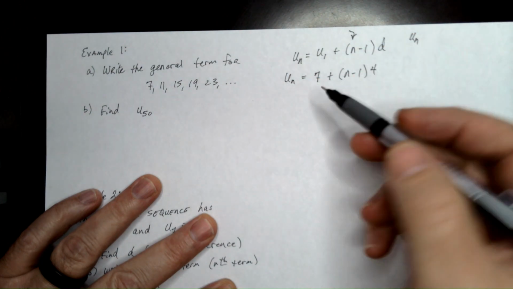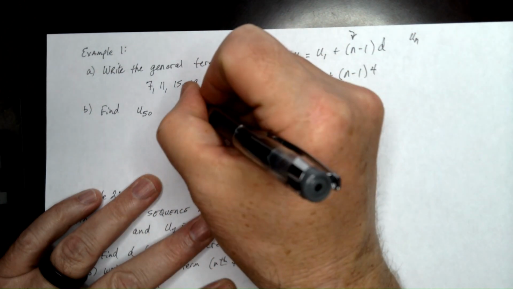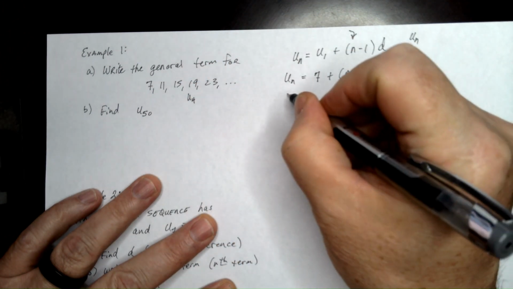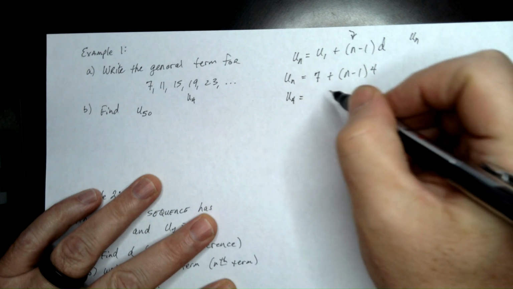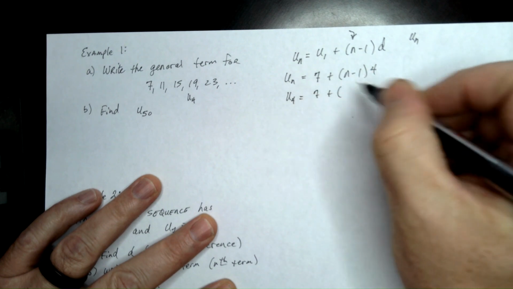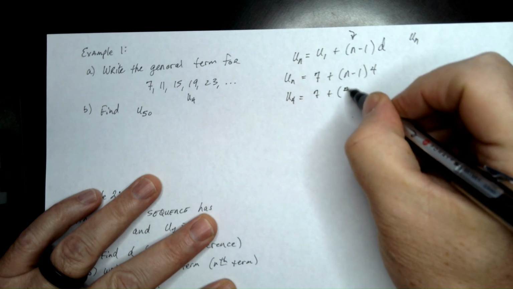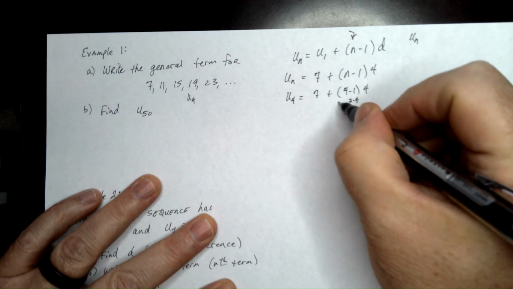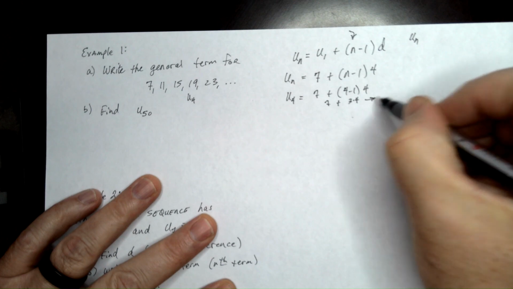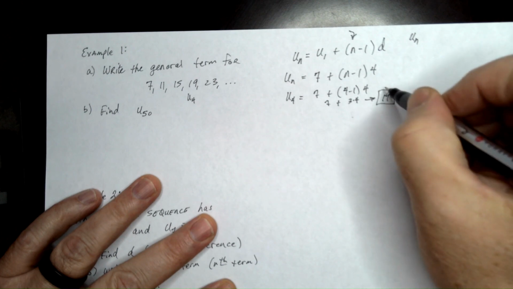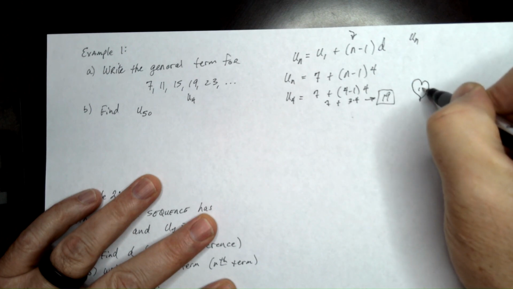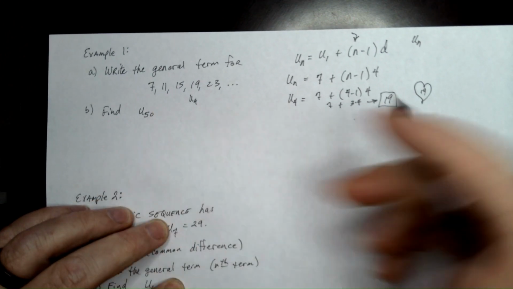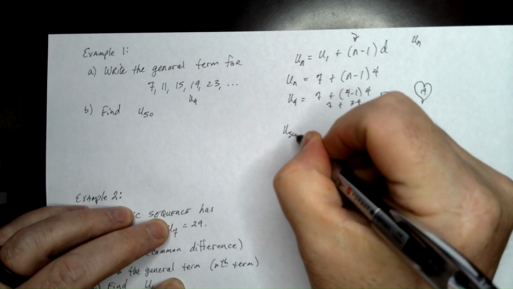So we could check this, see if it works. We know, for example, that U sub 4, the fourth term, is 19. So we could plug in and see if this is actually equal to 19. 7, right? So 4 minus 1, that's 3, times 4, which is 12, right? And 12 plus 7 is 19. So actually that deserves a heart. There we go, 19, right? So it works. So we know we have the right formula.